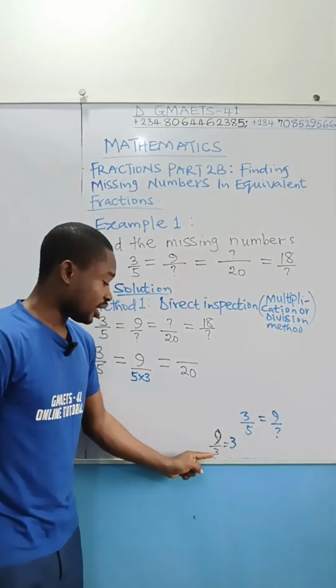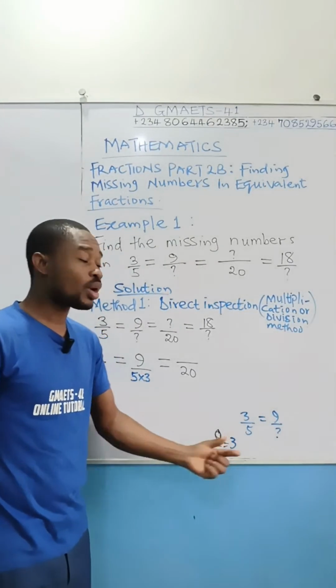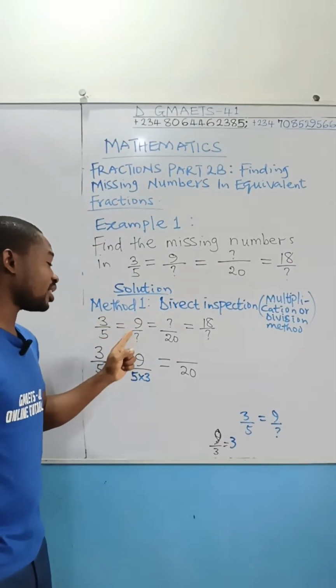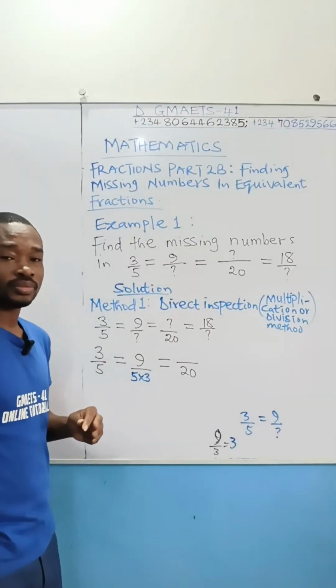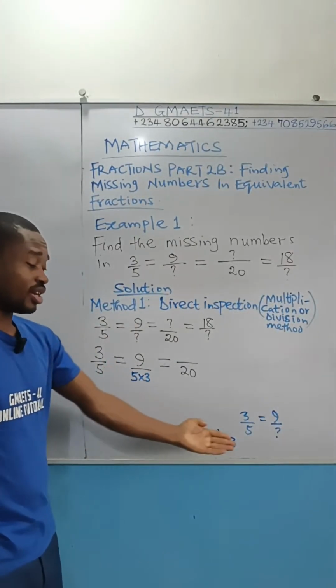9 divided by 3 will give you what? 3. So from there, you have gotten the number which you will use to multiply the numerator and denominator in order to get this fraction, and hence the missing number. So that is it. Nothing is there. It's very simple, by the division method.